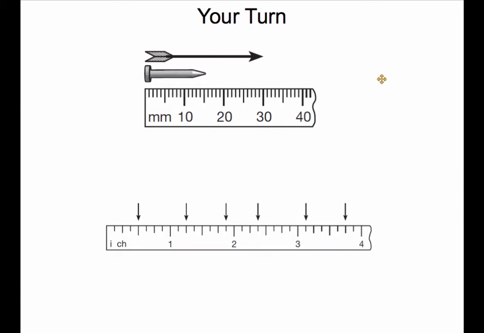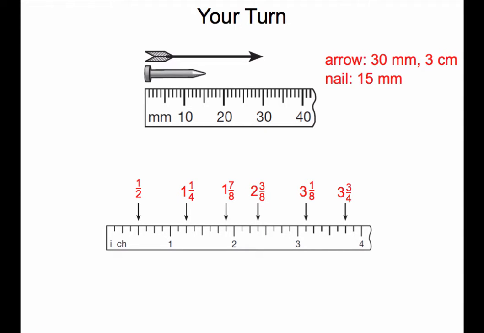Now it's your turn. On the top, I'd like you to measure in millimeters and centimeters. The arrow you can do in both centimeters and millimeters. The nail you can only answer in millimeters. And then the bottom ruler, please mark where each one of those arrows, the fraction or mixed number that goes with each one of those arrows. Check your answers to mine. If you have any questions, make sure you ask in class.